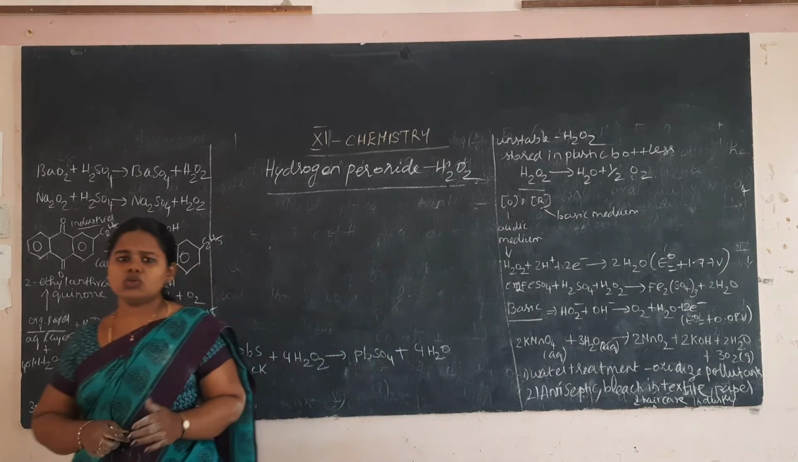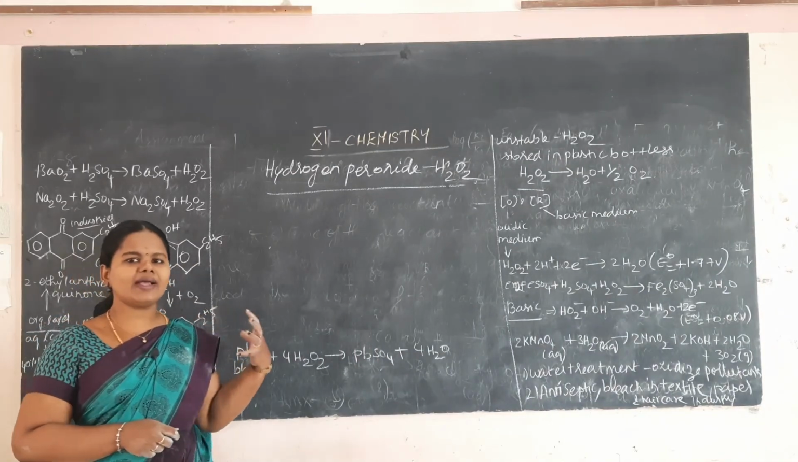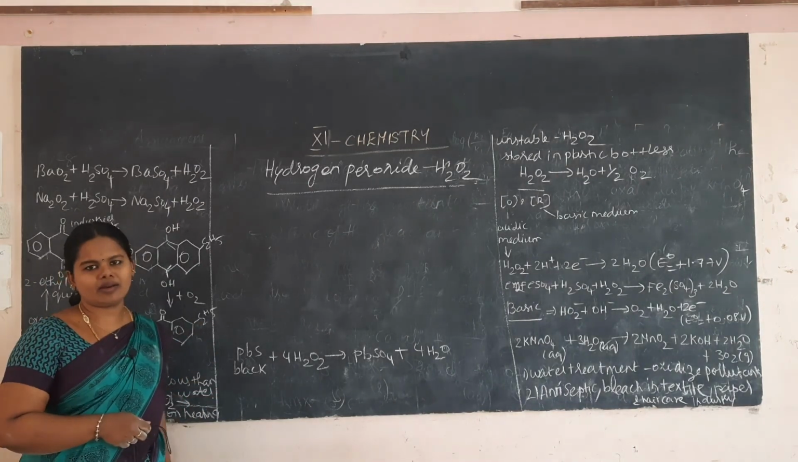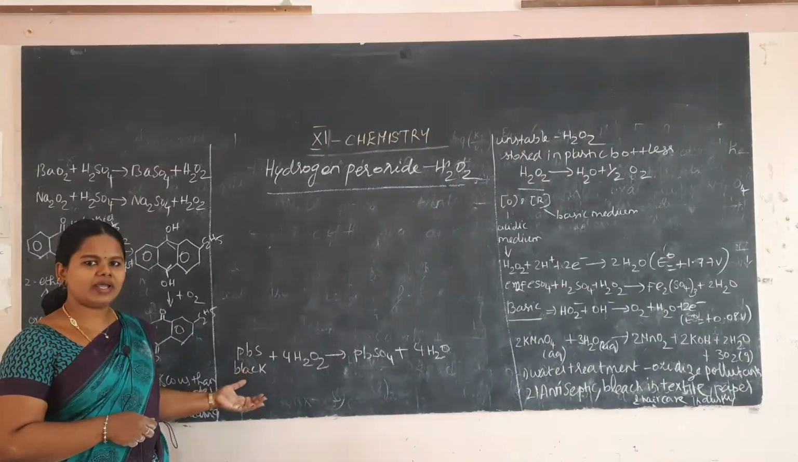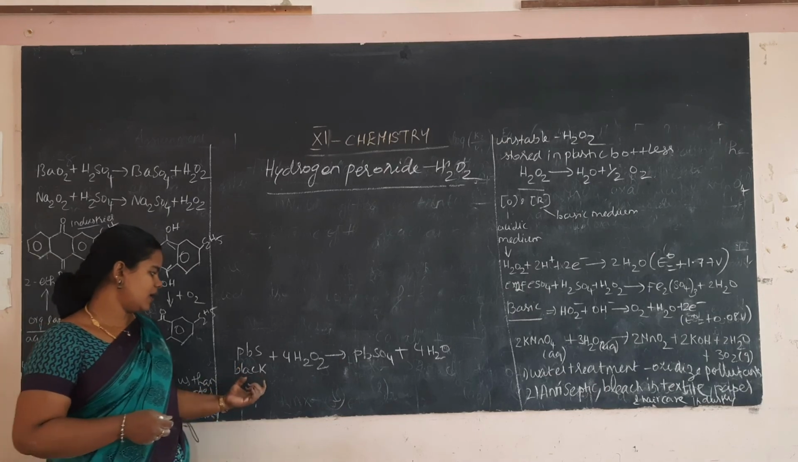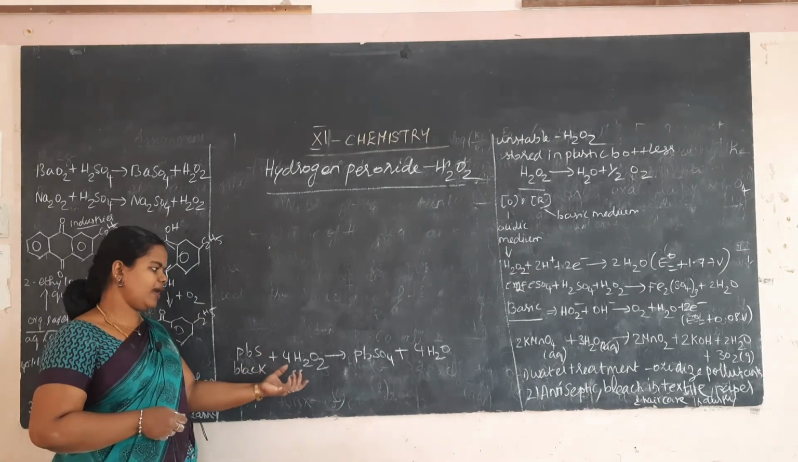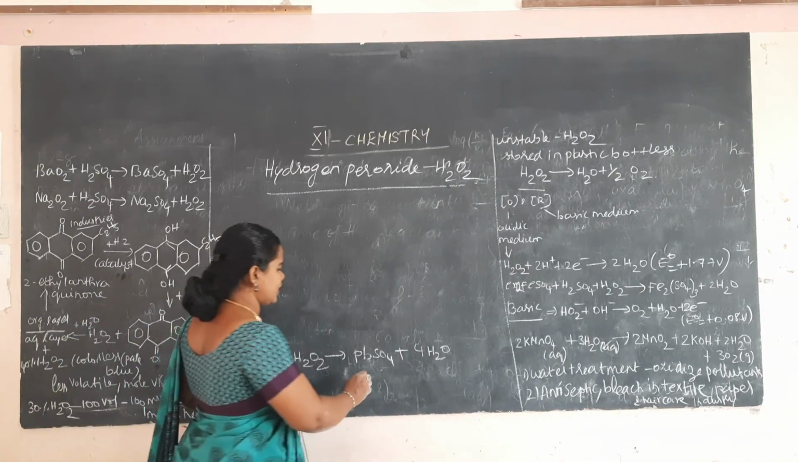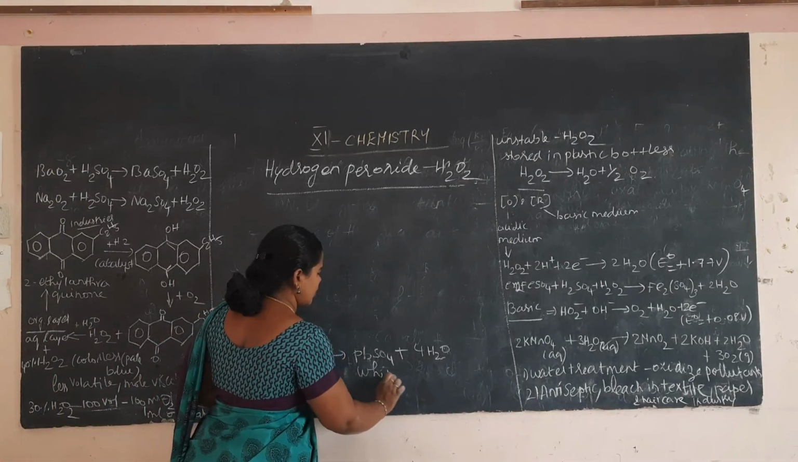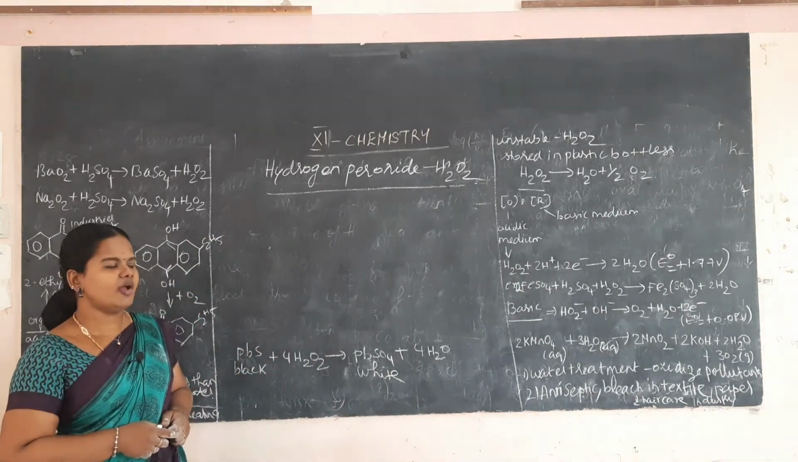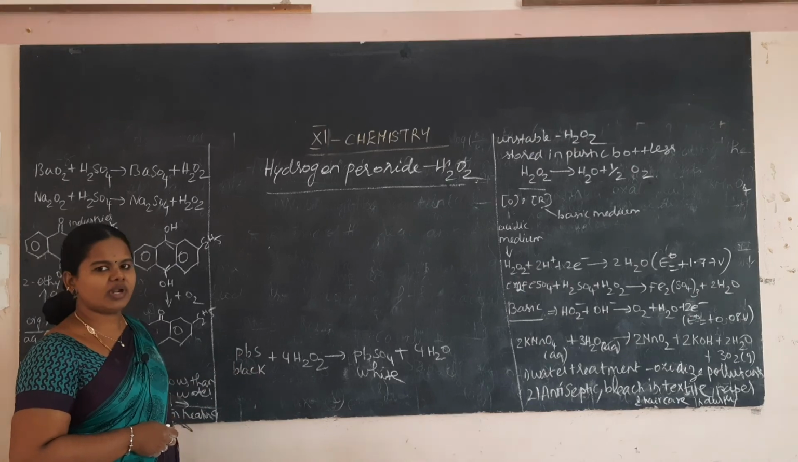Then it is used to remove the black layer from paintings and walls. For example, lead sulfide is black in color in the painting. When you add hydrogen peroxide it will be converted into white. So the black color changes to white, and for that we use hydrogen peroxide. So this is all about hydrogen peroxide.